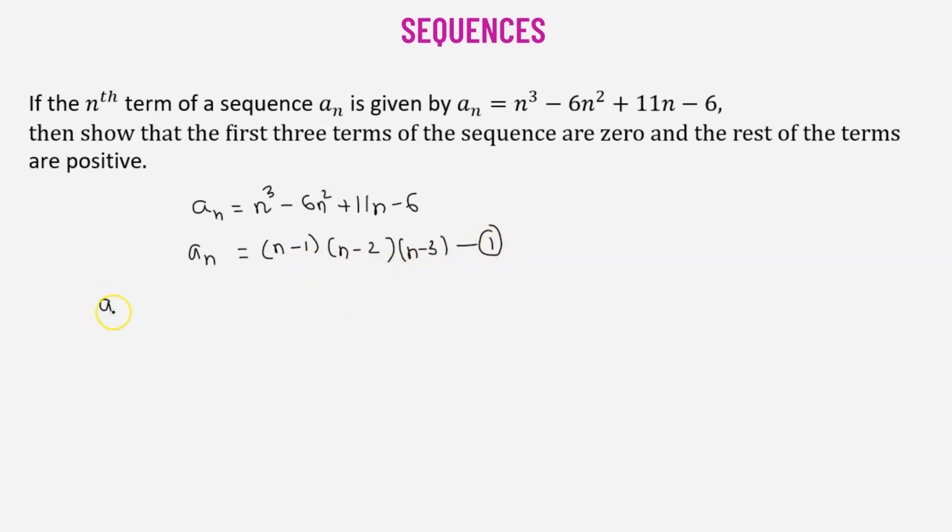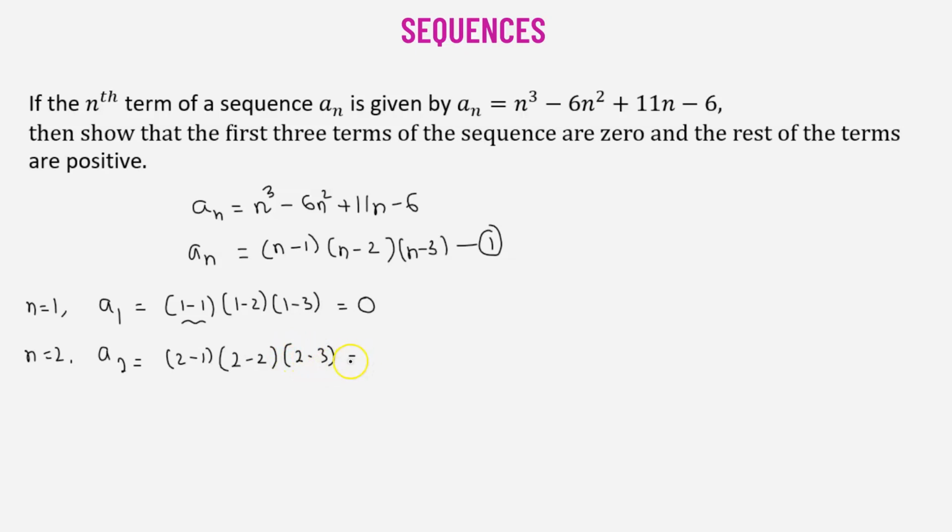Now our first term will be for n equals 1. So the a1 value will be 1 minus 1 multiplied by 1 minus 2 times 1 minus 3. Here 1 minus 1 is 0, so the entire expression is equal to 0. The second term will be n equals 2. So a2 equals 2 minus 1 multiplied by 2 minus 2 multiplied by 2 minus 3. Here 2 minus 2 is 0, so the entire expression is equal to 0.